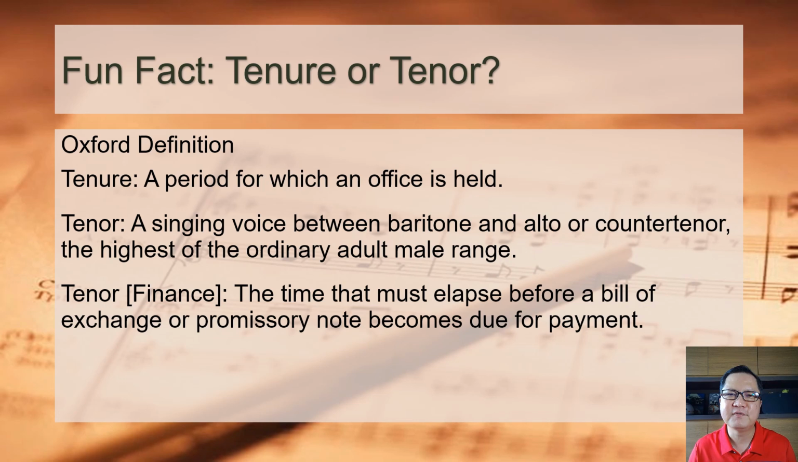Now a little fun fact. For the longest time, I've always wondered why banks spelled tenure as Tenor. So I've decided to investigate this and hope that with this definition, you understand also why there are two kinds of spelling available. Whilst Tenor can mean a singing voice between baritone and alto or countertenor, the highest of the ordinary adult male range, the financial term as a noun also means the time that must elapse before a bill of exchange or promissory note becomes due for payment. So there you go. Tenor is not a wrong spelling like I always thought it was.